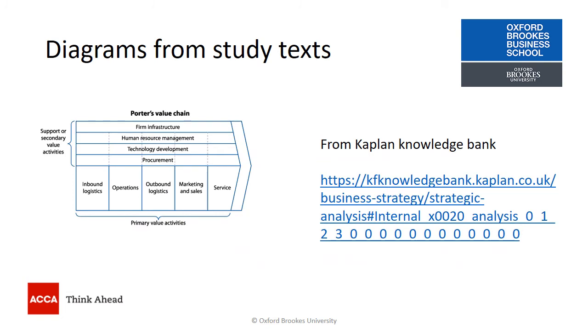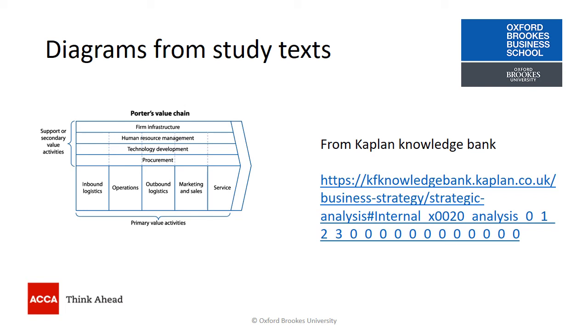Another area that you might want to think about in terms of sources that you're using is if you're going to use diagrams from study texts, and this is often in the case of models. So I've got an example here of Porter's value chain, and I've taken that model from the Kaplan Knowledge Bank. So I've spoken a little bit in the models videos on the Kaplan Knowledge Bank. Great source of reliable, reputable models, because it's the Kaplan study materials that is a downloadable source there.